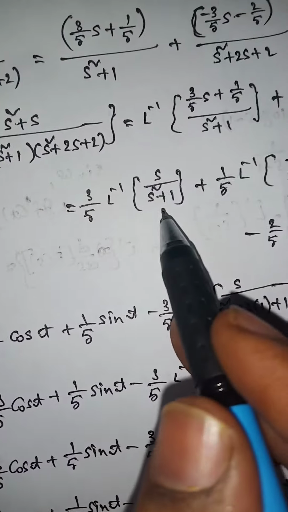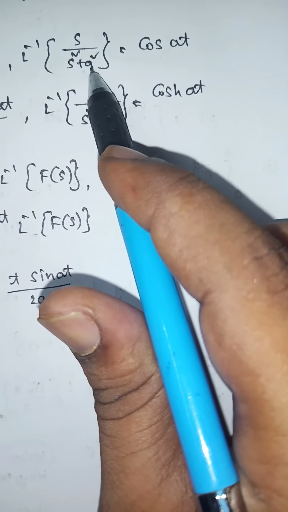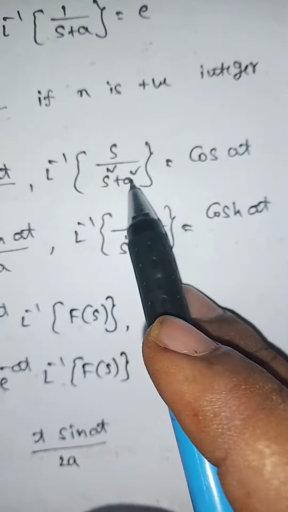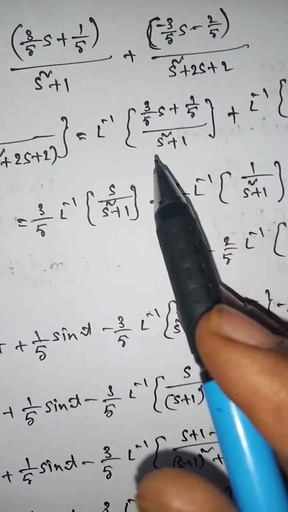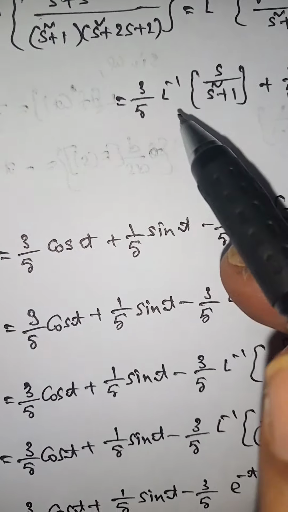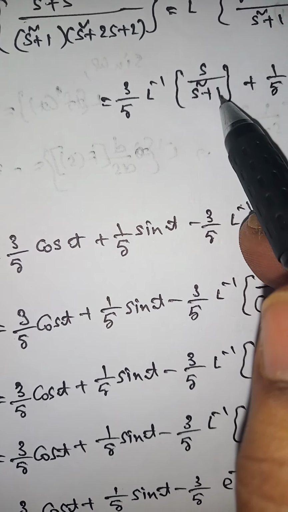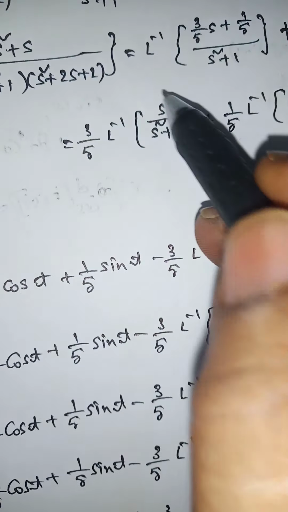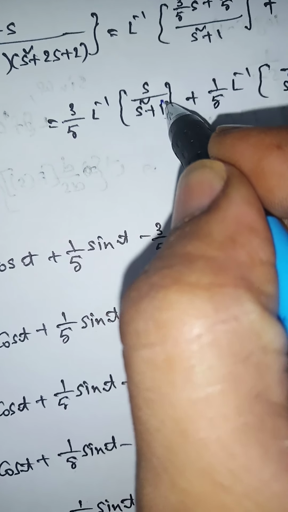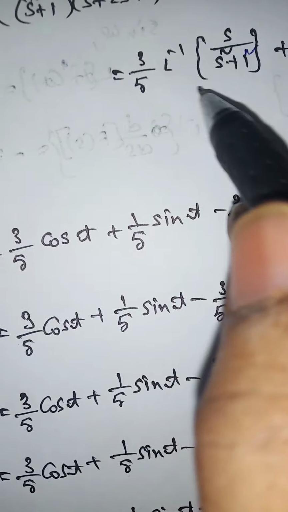This formula I am going to use. L inverse of s by s square plus a square is cos a t, that is the formula. In the place of s square plus 1 we have 1 square, you can write. Therefore in the place of a we have 1. Therefore the formula will be 3 by 5 into cos a t. In the place of a what do we have? 1. That means cos a t is the formula.